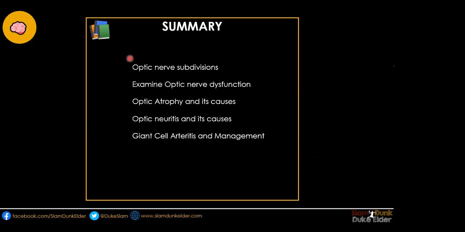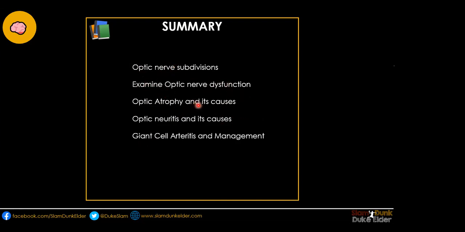Okay, so we've talked about the optic nerve subdivisions, how long they are and where they travel. We've talked about how to examine optic nerve dysfunction, so checking colour vision, checking brightness, contrast, sensitivity. We've looked at optic atrophy, primary and secondary. We've mentioned some of the causes. So for primary optic atrophy, you're thinking, could it be a tumour? Could it be something hereditary? Is it a nutritional deficiency? Or is it retrobulbar neuritis?